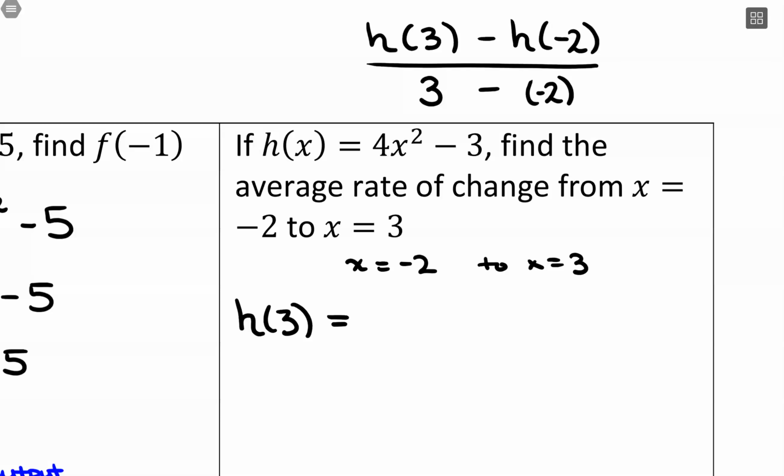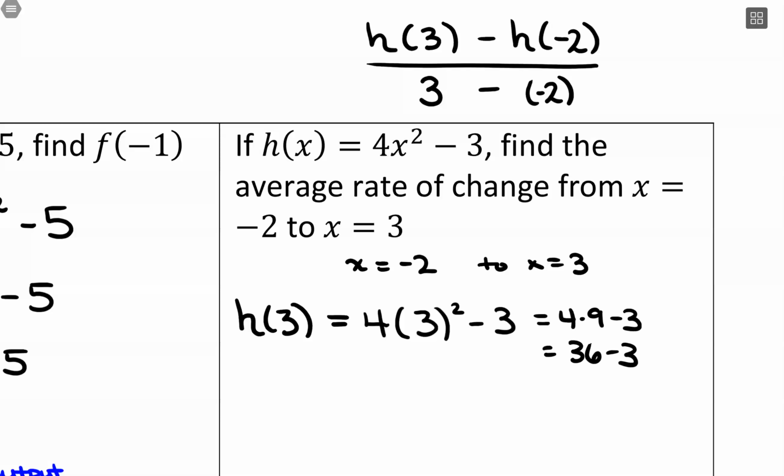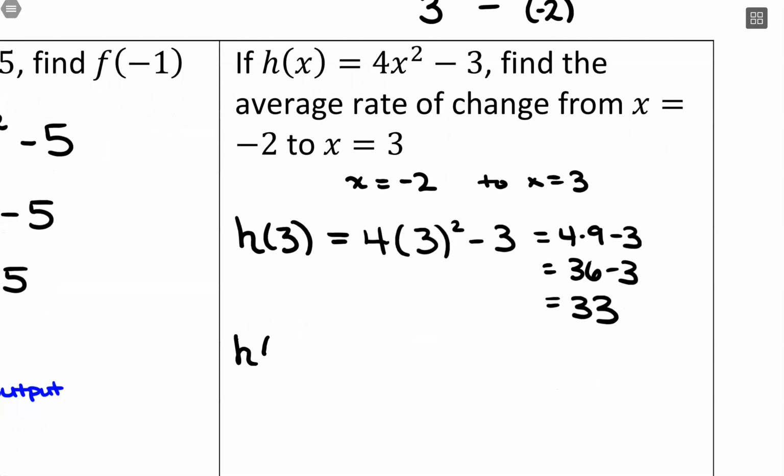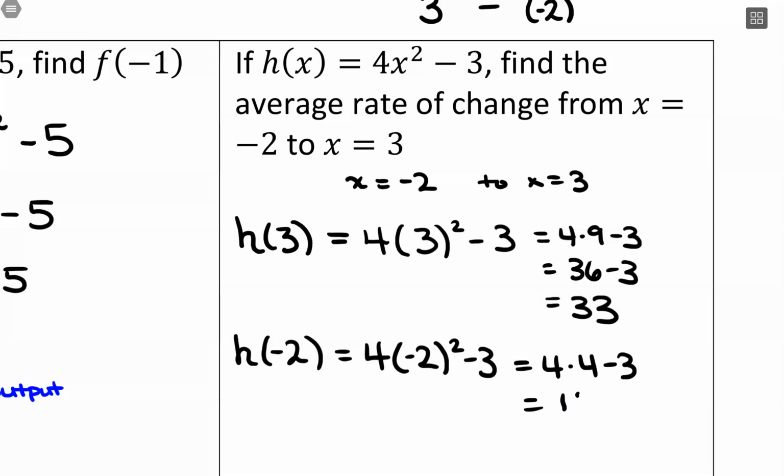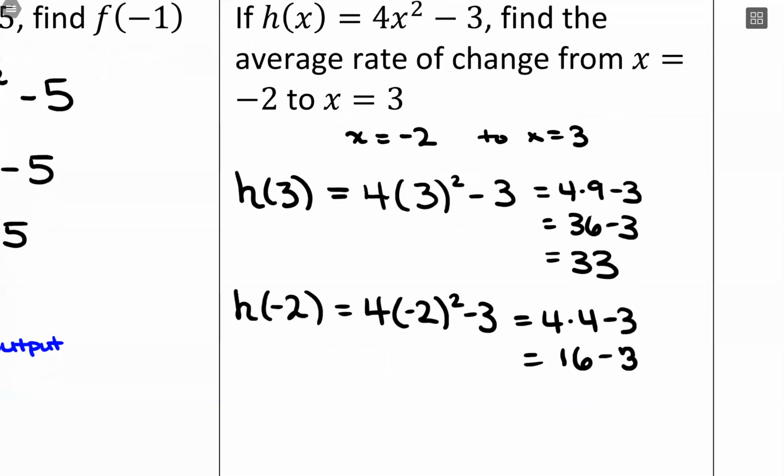All right. So h of 3, I'm taking 4x squared minus 3, and I'm going to plug in 3 there. So that's 4 times 9 minus 3, which is 36 minus 3, which is 33. So h of 3 is going to be equal to 33. I need to find h of negative 2. So I'm going to do 4 times negative 2 squared minus 3, which is 4 times 4 minus 3, so 16 minus 3, which is 13.